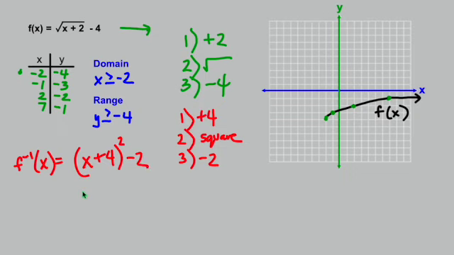As far as coordinates go, let's make a t-table right here, x and y. I'm going to use negative 4 as my first x coordinate. The reason I do that is, remember, these are going to get reversed. So negative 4 plus 4 is 0, 0 squared is 0, 0 minus 2 is negative 2. And so it does confirm what we already know. Let's use this y as our next x. Negative 3 plus 4 is 1. 1 squared is 1, 1 minus 2 is negative 1.